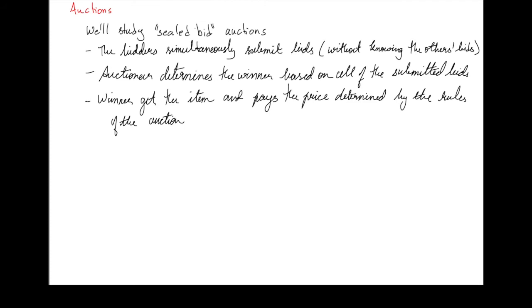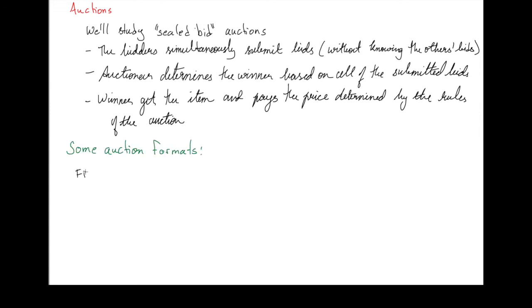I've left things a little bit vague here. For example, I haven't told you exactly how the auctioneer determines who's going to win, so who wins based on the submitted bids. I haven't told you that. I haven't told you which price the winner pays. And that's because there are different types of auction formats. So here are some auction formats. There are others, but here are a few.